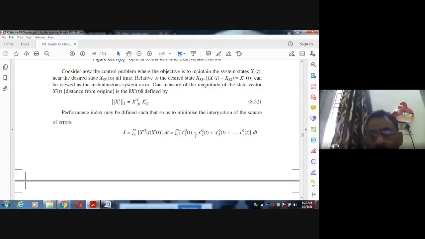And integrating all with time means, the value of x is changing with time, so integrating means summation of all. This should be minimized. Our intention should be that if this is minimized, we can say the system is improved, performance is improved, settling time will be less, overshoot and undershoot will be less. So this is called a performance index.